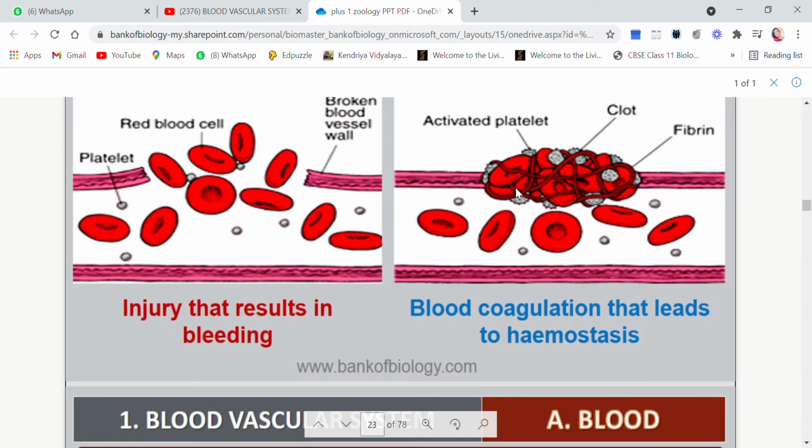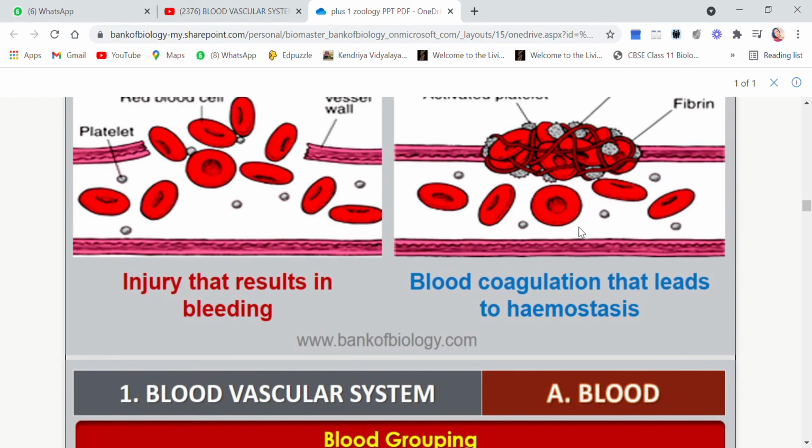These are the fibrins, and the damaged or dead blood elements are trapped so that a clot is formed, and now the flow of blood can be stopped. Okay, so this is how coagulation of blood occurs.